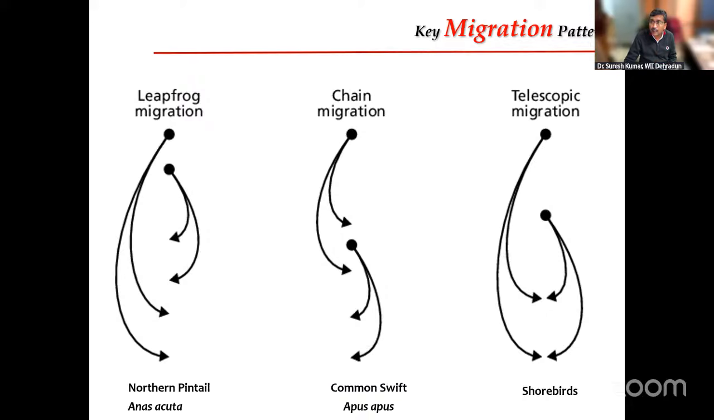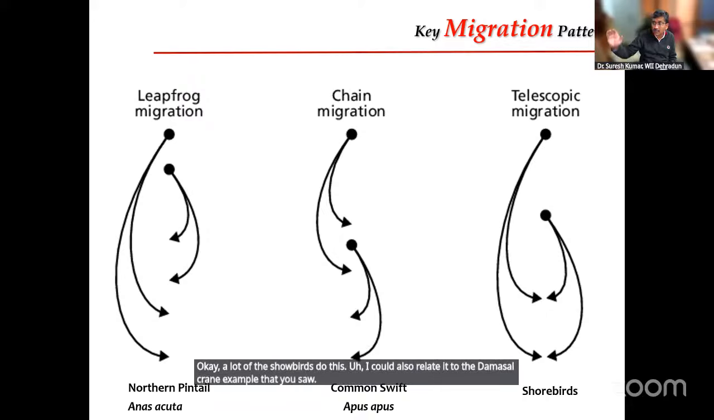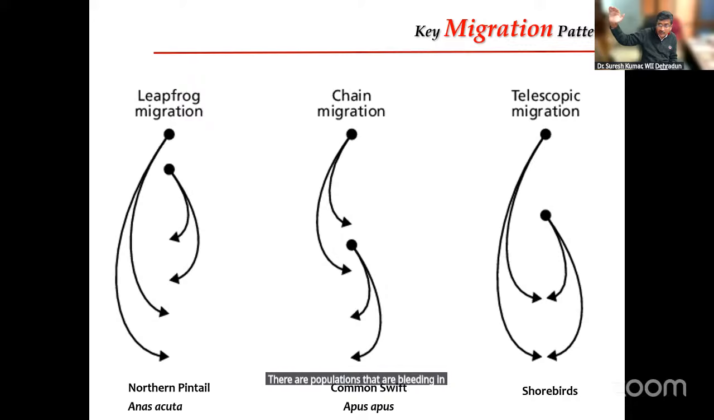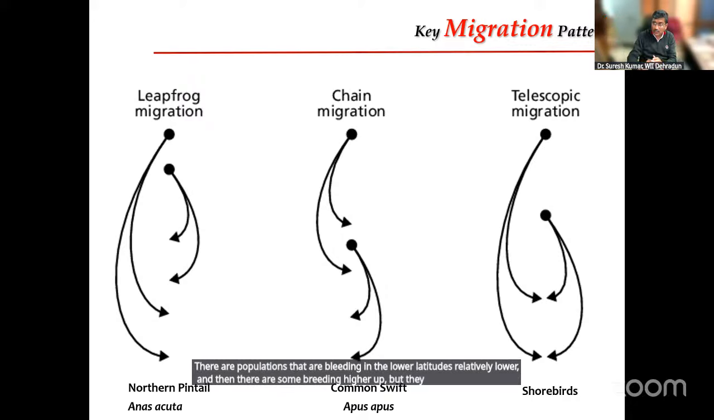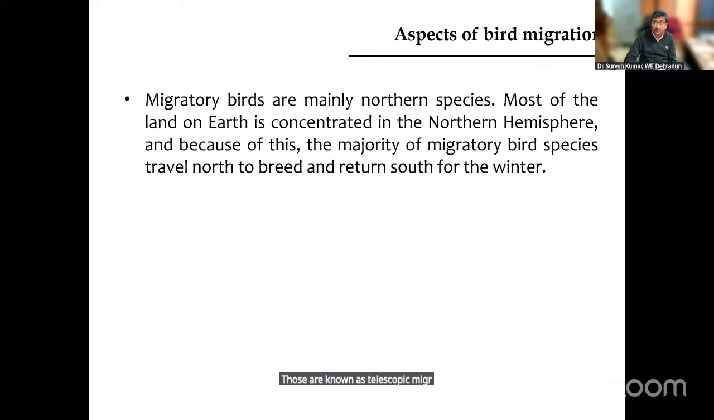Then you have the telescopic migration, and here it's the shorebirds. A lot of the shorebirds do this. I could also relate it to the demoiselle crane example that you saw. There are populations that are breeding in the relatively lower latitudes, and then there are some breeding higher up, but they all converge in the same wintering location. So those are known as telescopic migrations.